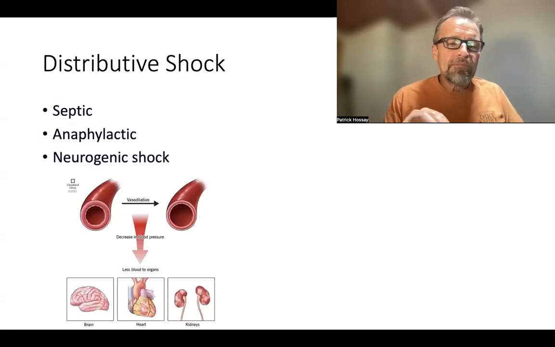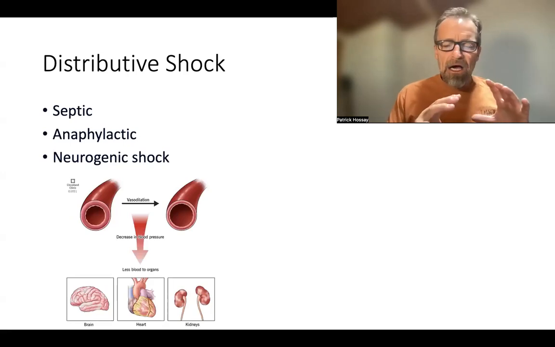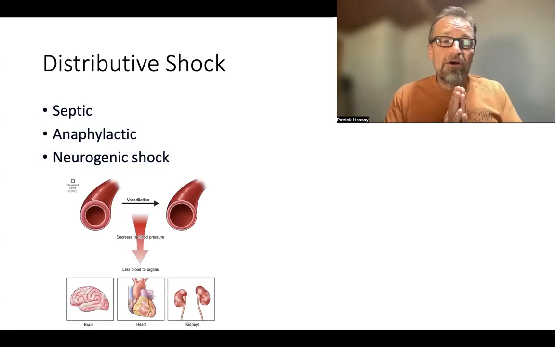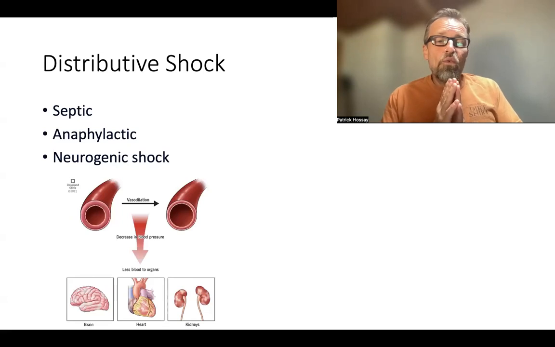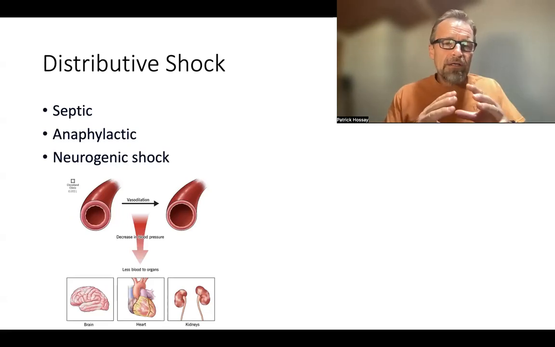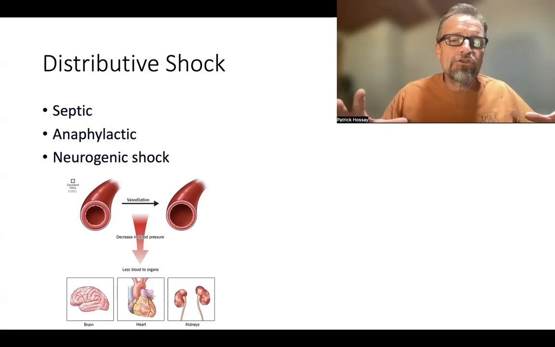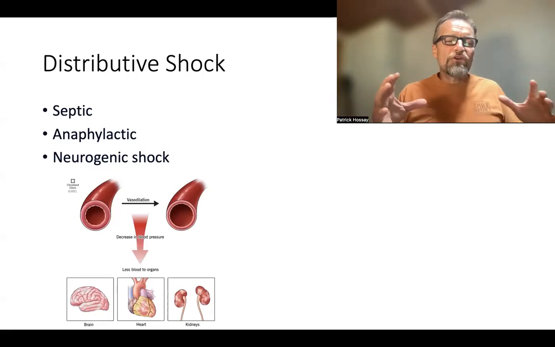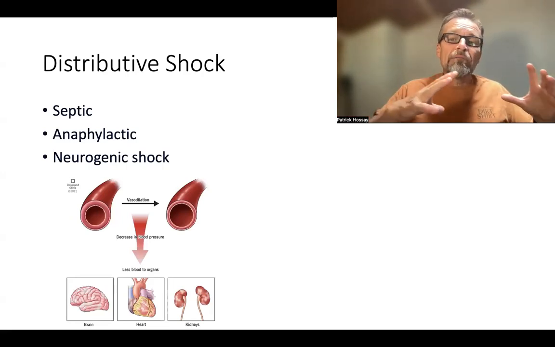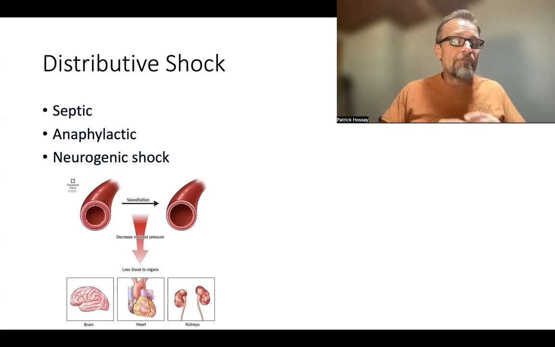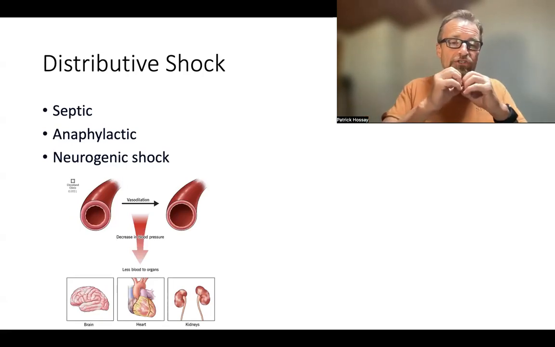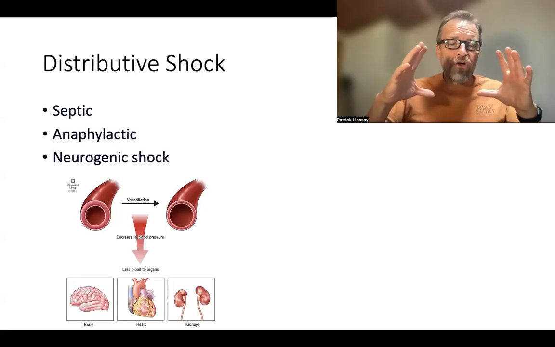Distributive shock is basically, and it's going to be a critical one for first aid, by the way, is basically when you've got fluid, but it's not getting out to the right places. And it's generally because of a decline in blood pressure. So you haven't lost any blood, but what typically happens is that your vessels get much larger.